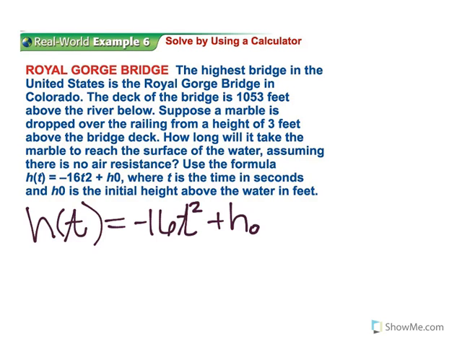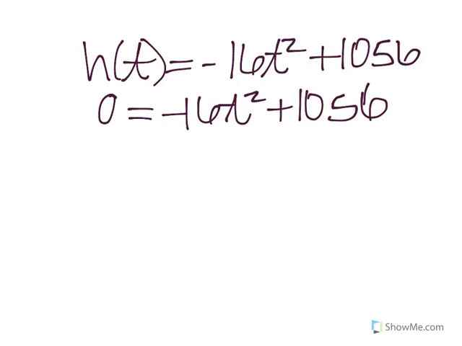Alright, so first things first, we need to find t when h naught is 1056 and when h of t is equal to 0. So first we plug in h naught as 1056 and we set the equation equal to 0. You need to graph the related function and use a graphing calculator. Make sure you adjust your window so that you can see the numbers. Usually in standard form it goes from negative 10 to 10, and notice we are in the thousands.